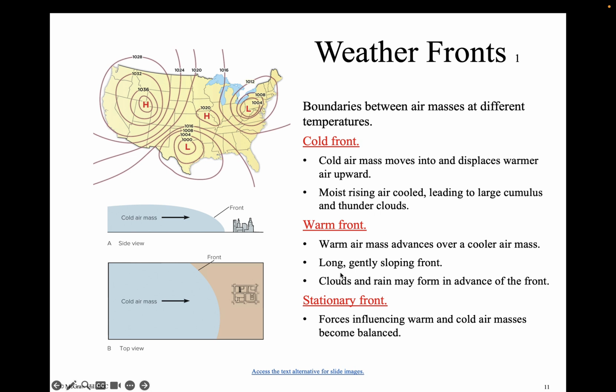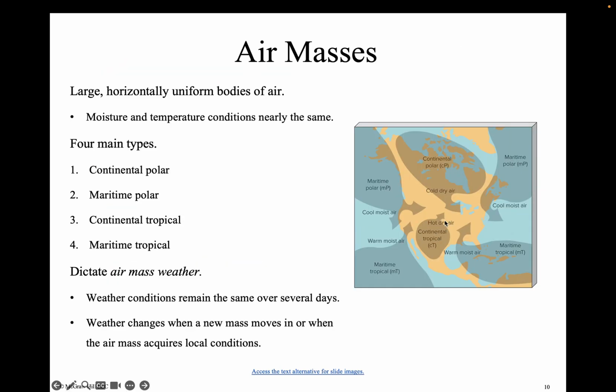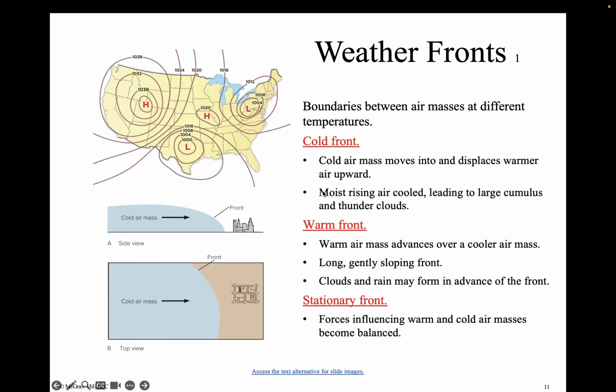Okay, again, front is where one air mass finds the other. When the cold air mass finds the warm air, that forms the cold front. When the warm air mass finds the cold air mass, that forms the warm front. Okay, and that is coming from these big masses that I showed you in this map. Okay, it's either the cold moving towards the warmer, or the warmer moving towards the cold. Many factors can influence which one is moving in which direction.